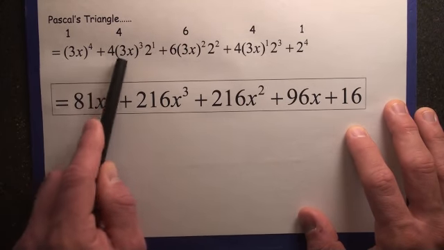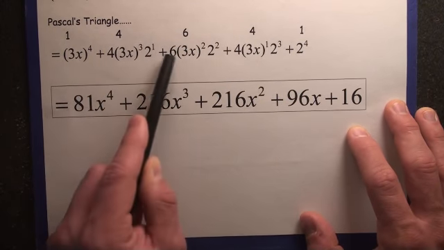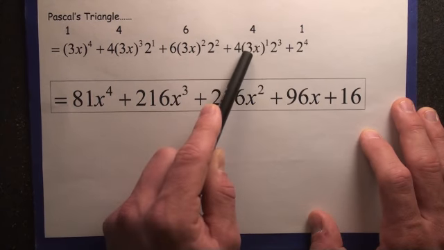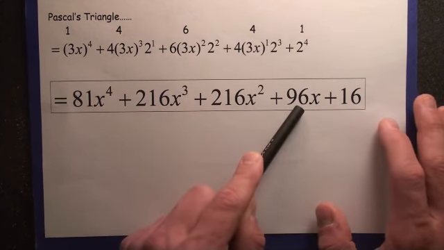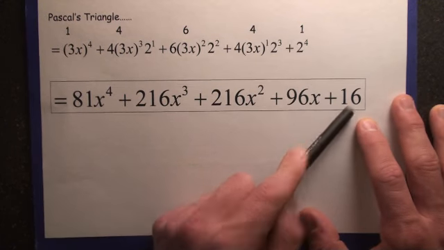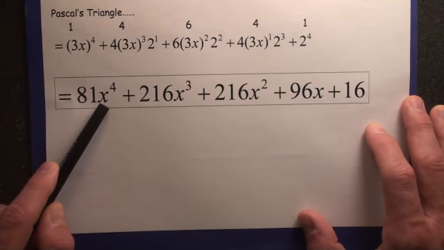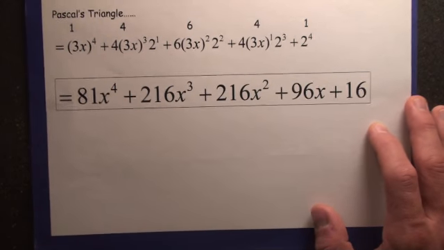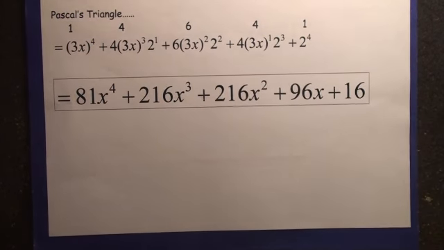Well, 4 times 3 cubed times 2 is 216. 6 times 3 squared times 2 squared is 216. 4 times 3 times 2 to the 3rd is 96. And 2 to the 4th is 16. So therefore, 81x to the 4th plus 216x cubed plus 216x squared plus 96x plus 16. Ladies and gentlemen, you have Pascal's triangle.